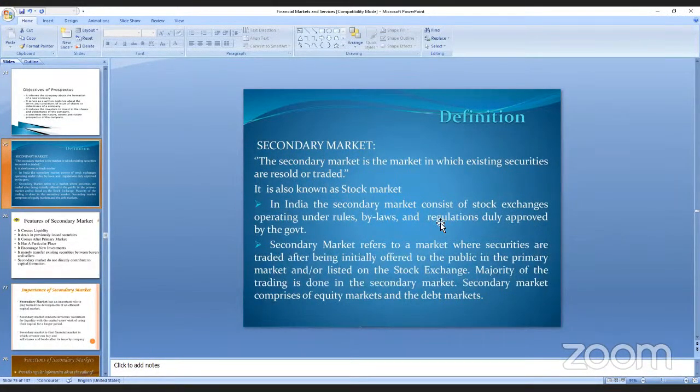Okay, madam. Now is a very, very important topic, that is secondary marketing. Secondary marketing means what? It is the market where existing securities can be resold or traded.